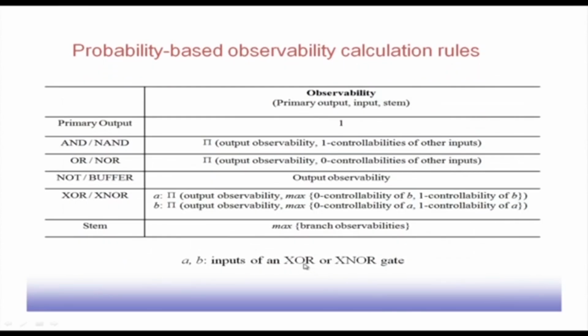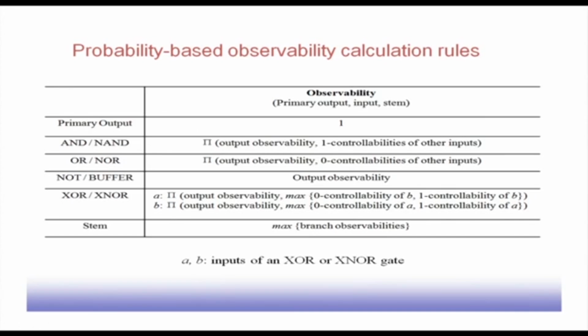Now, for the observability values, the primary output is definitely observable, so it is taken as 1. For an AND gate or NAND gate, the output observability is equal to the product of the output observability and the 1 controllabilities of the other inputs.